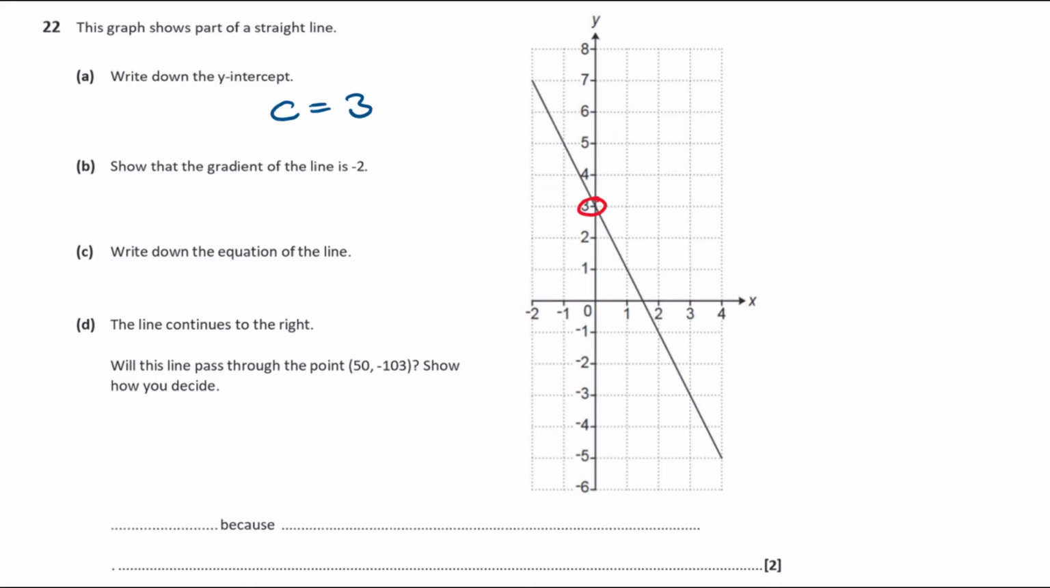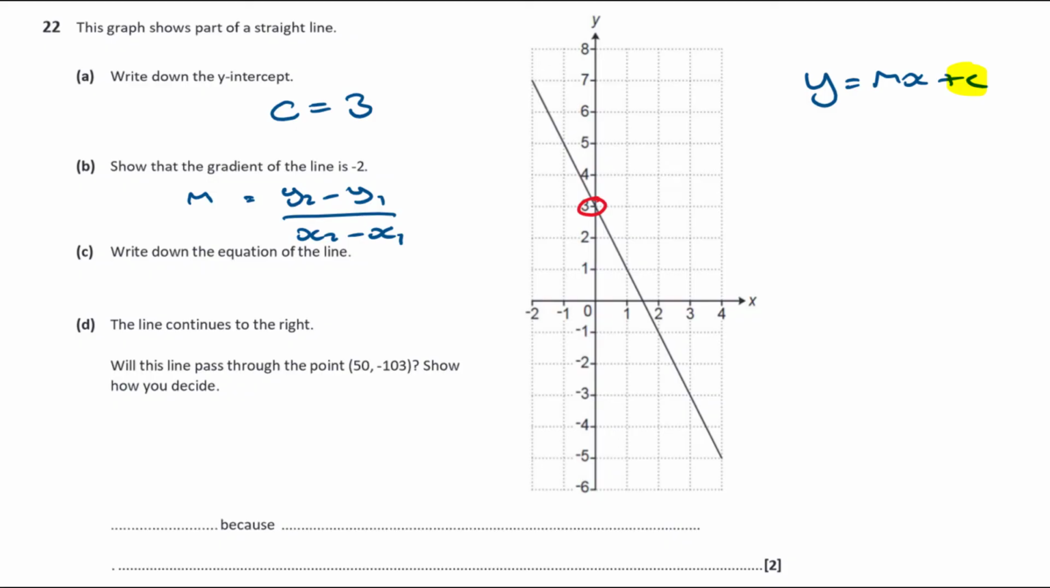So we tend to use C for y-intercept. Y equals mx plus c, if you remember. So the y-intercept then is that number on the end. Okay. Show that the gradient of the line is -2. Well, the gradient m is y2 minus y1 divided by x2 minus x1, where you can just pick any 2 points really.